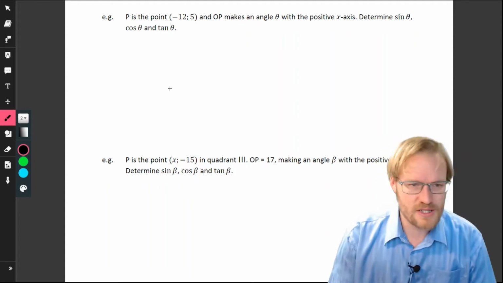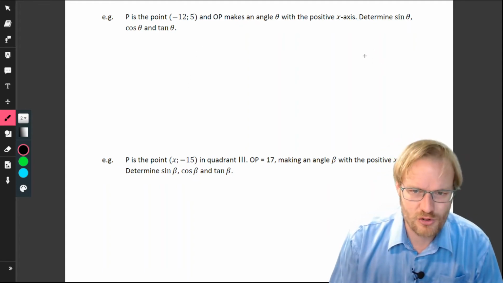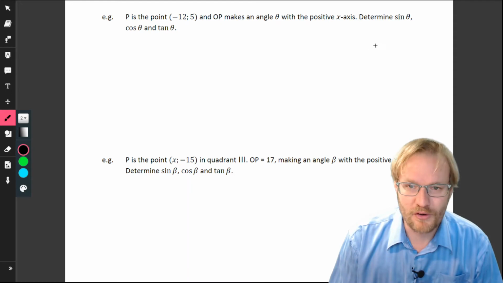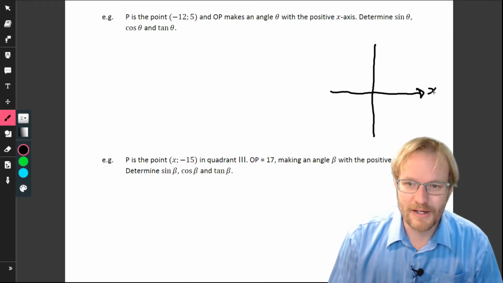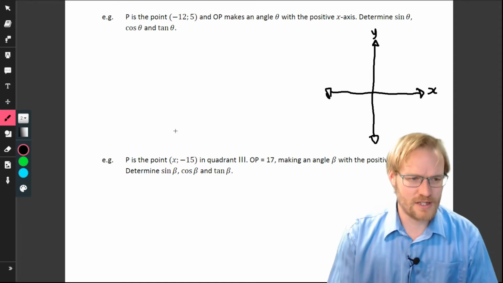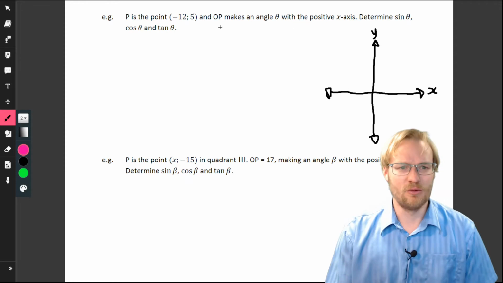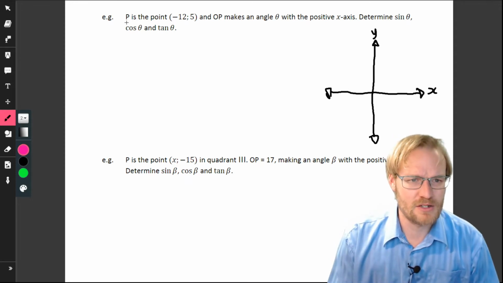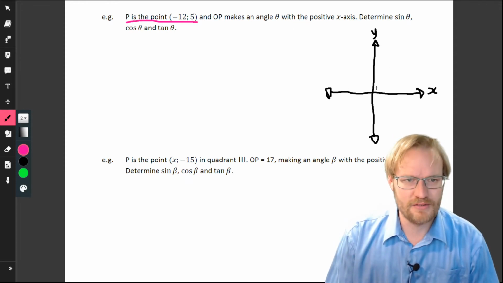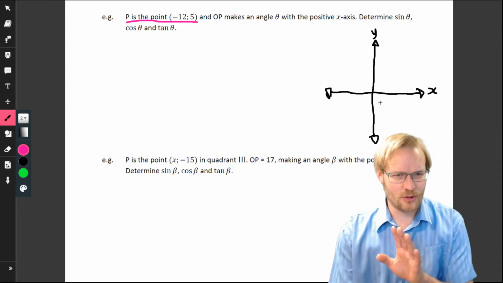Let's draw the Cartesian plane. It's a nice starting point. So I'm going to draw it here on the right-hand side. Just checking that my big head's not going to be in the way. X and Y. Okay, so we've got our Cartesian plane. And we've got a point. P is the point minus 12, 5. Okay, which quadrant are we working in?